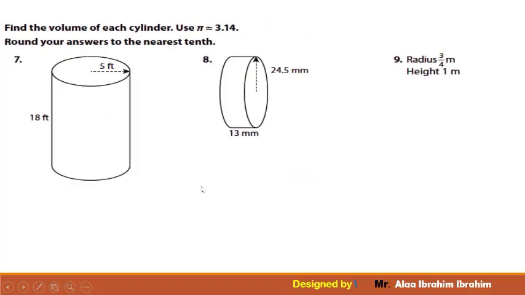Now we're going to this one. Now we're going to another example, also with a cylinder, changing pi to 3.14.